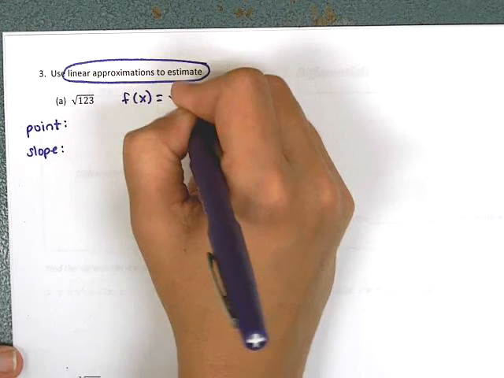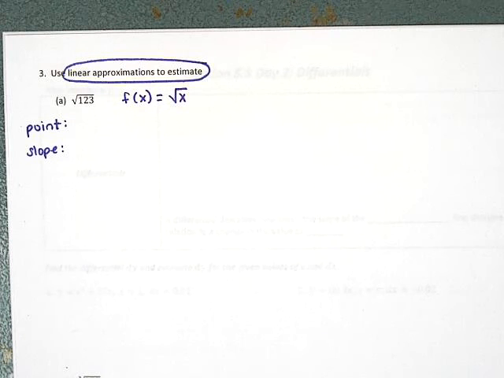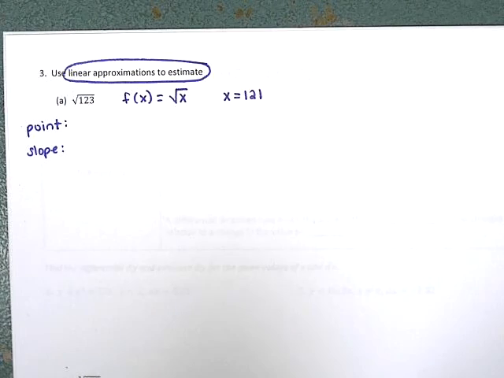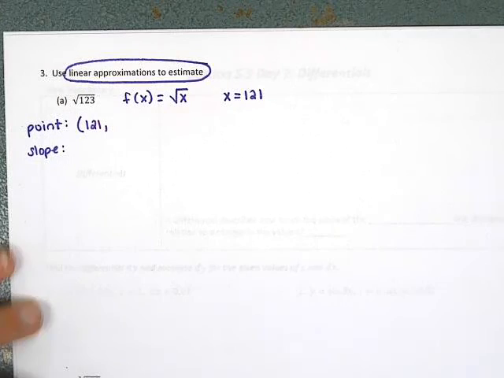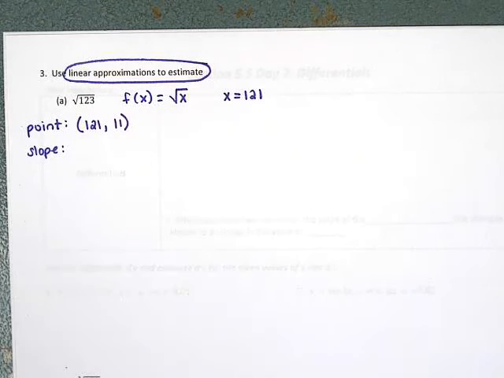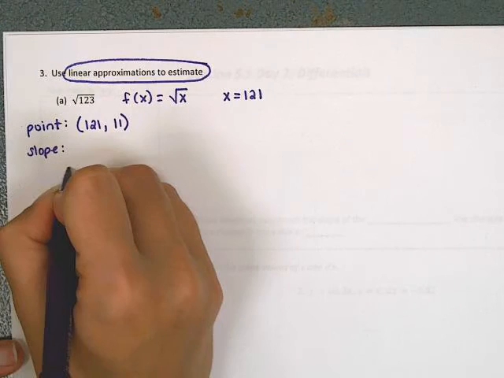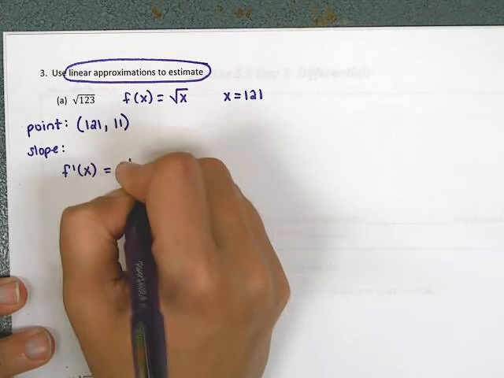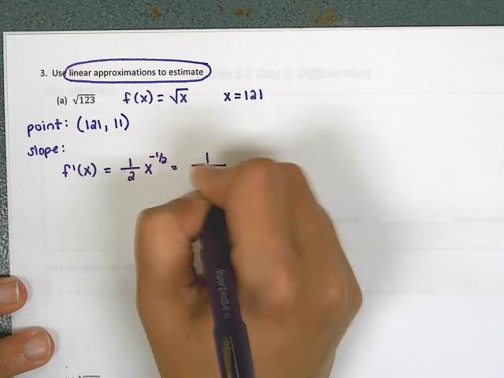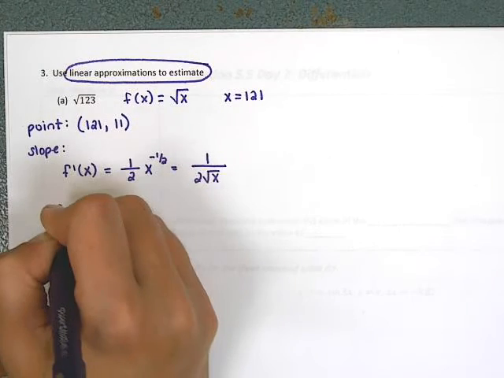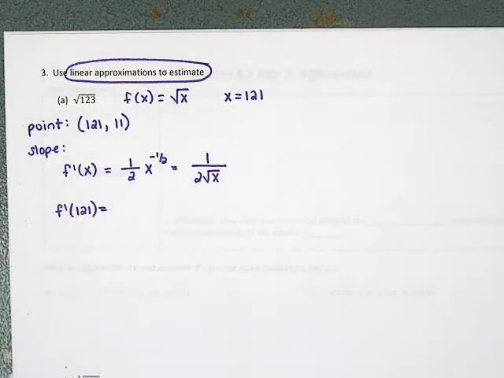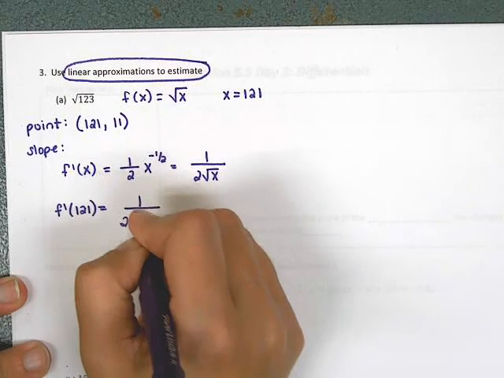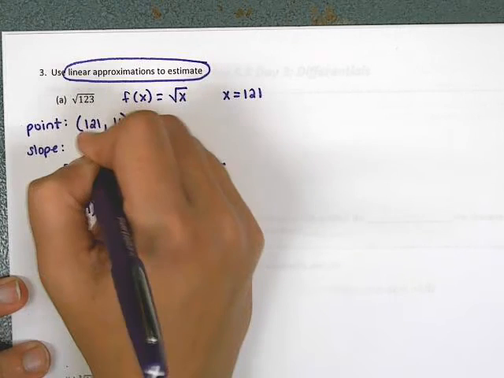I'm going to say that my function is the square root of x. And since a number that is close to 123 that I can easily take the square root of in my head would be 121, I'm going to choose that x value at which to write my linearization. So my x value would be 121, and the square root of 121 would be 11. Now to find the slope, I need the derivative. Again, I'm going to think of the square root of x as being x to the 1/2. So I would have 1/2 x to the negative 1/2, which is really 1/2 times the square root of x. Now I want to know that slope at 121. So 1/2 times the square root of 121 would be 1/22.